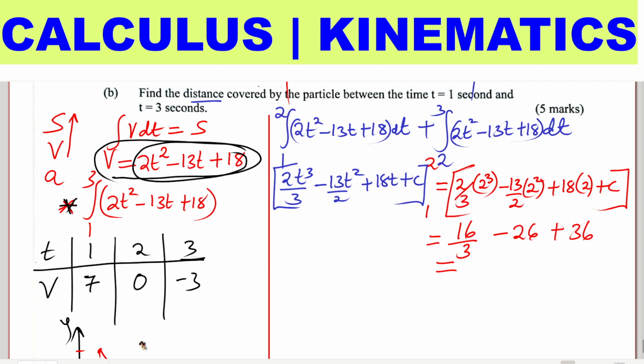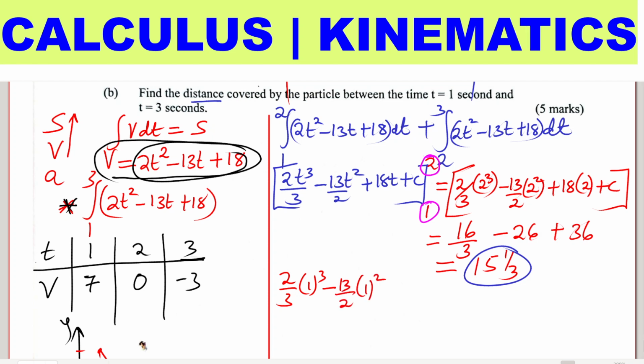So therefore, this will give 15 and a third. Now what we've done, we've just substituted 2. Now we substitute 1. When you substitute 1, you'll get 2 thirds, so this is 1 cubed minus 13 over 2, this is 1 squared plus 18, 1 plus c, like that.